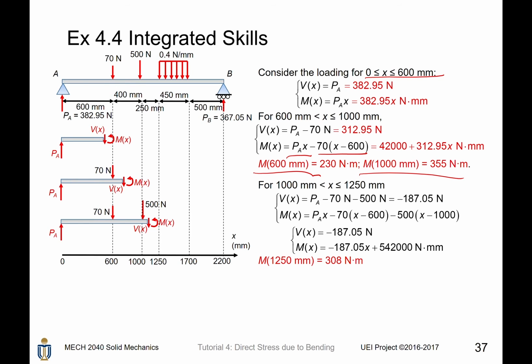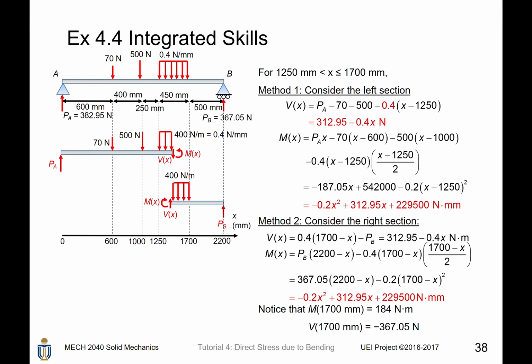For 1000 to 1250 millimeters, which is this segment, PA has an arm of x with respect to this end. The 70 Newton force has an arm of x minus 600, while the 500 Newton force will have an arm of x minus 1000. So you can find the moment equation like this. For shear force, it is just the force equilibrium. Eventually, you can find the shear force and the moment equation in this form.